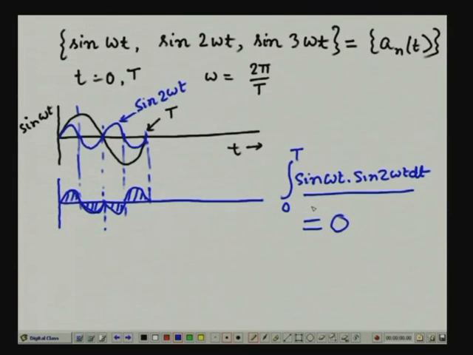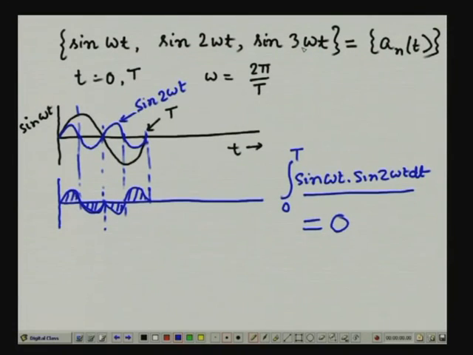Similar is the case if I multiply sin omega t with sin 3 omega t and take the integration. Similar will also be the case if I multiply sin twice omega t with sin 3 omega t and take the integration. So, this particular set, that is sin omega t, sin twice omega t and sin 3 omega t, is a set of orthogonal basis functions.